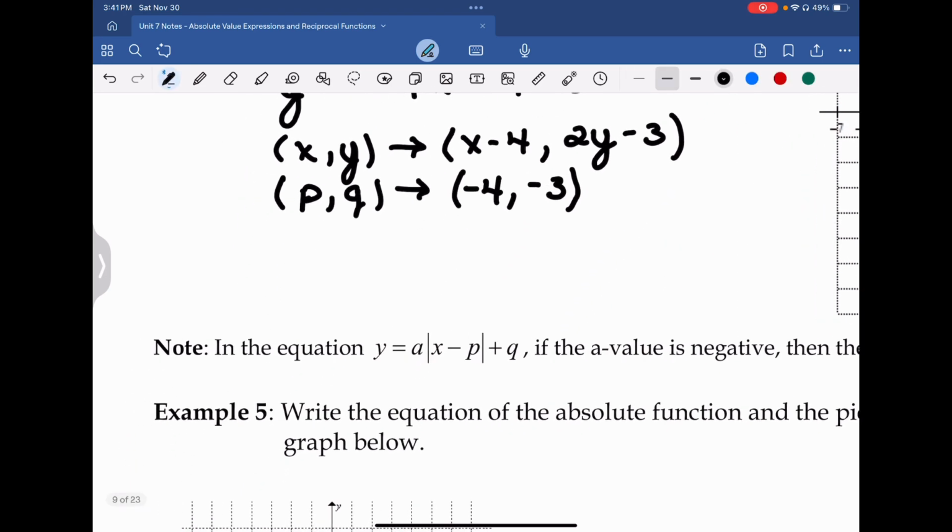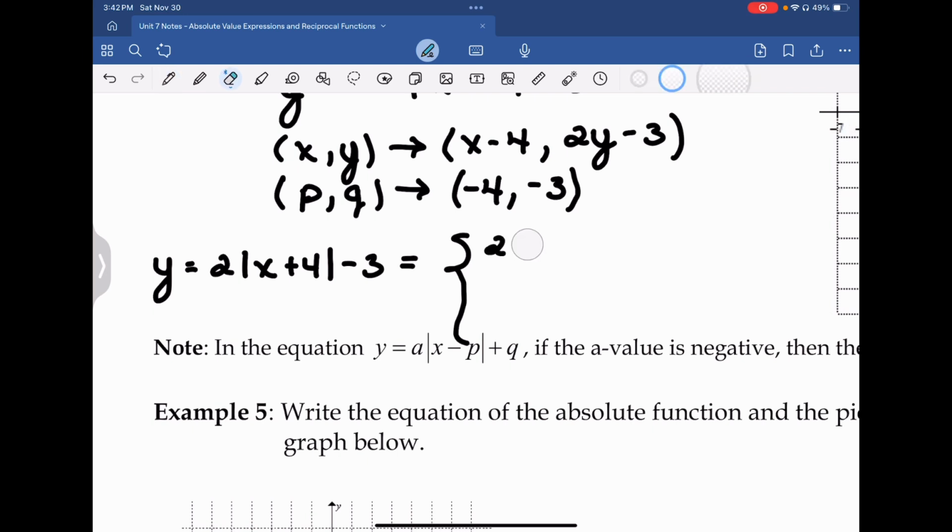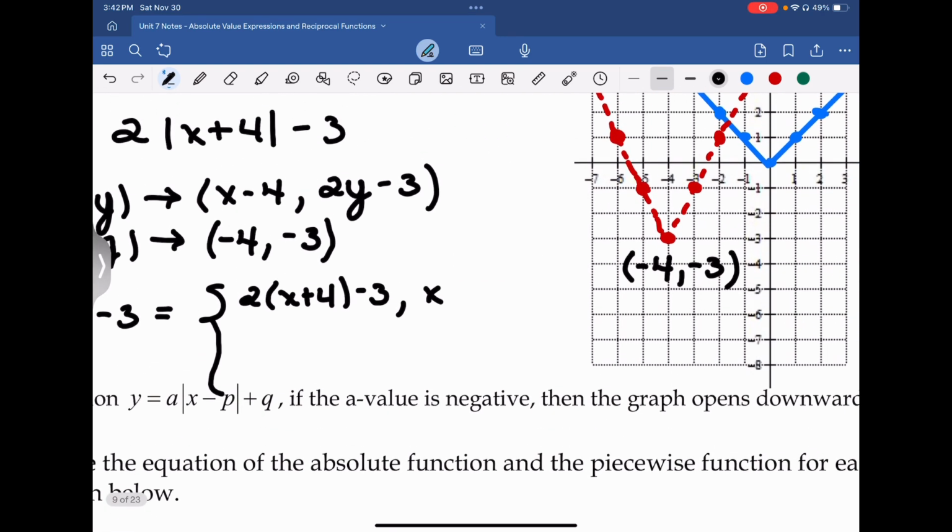So our piecewise would be defined as y is equal to, we have 2 times the absolute of x plus 4 minus 3, which can be defined by the following combination. The first one is the positive case, so it's 2, and then instead of the absolutes, we are at brackets, x plus 4 minus 3. And this is for all x values that are greater than the vertex value of x, which is going to be our x is greater than or equal to -4.